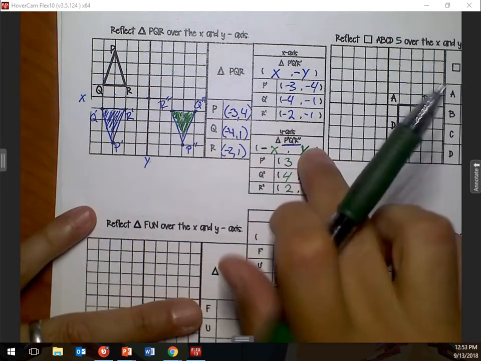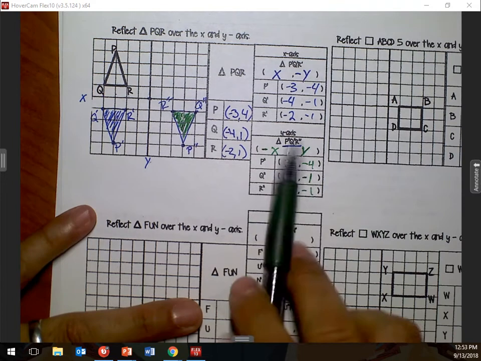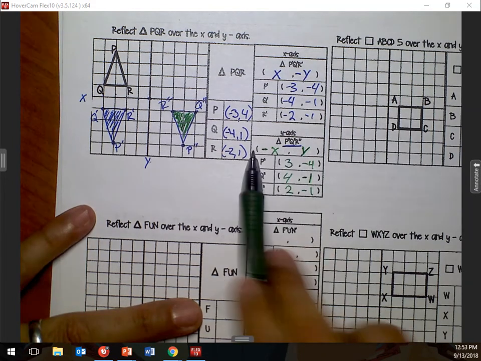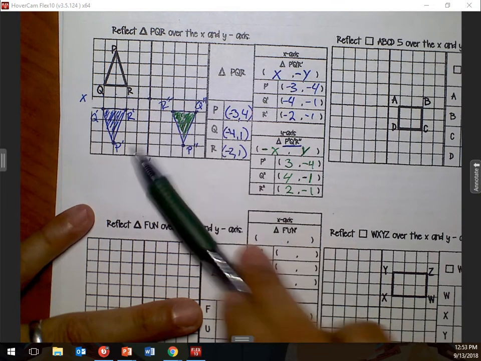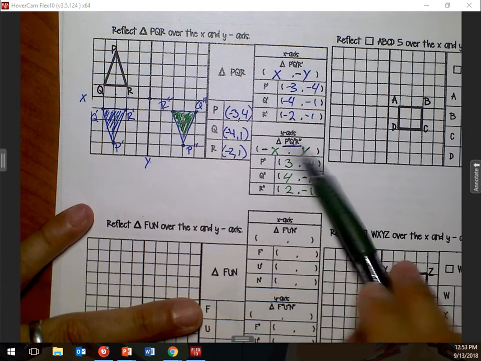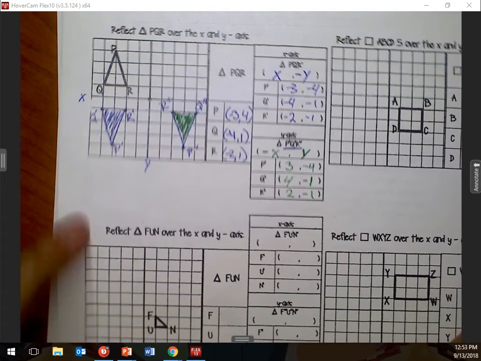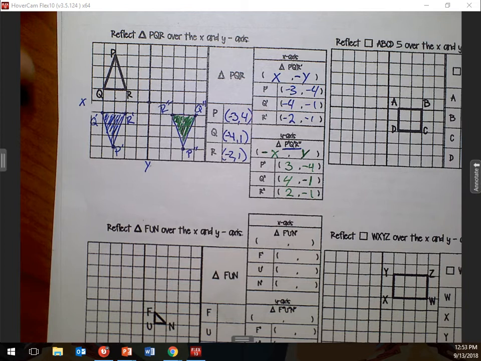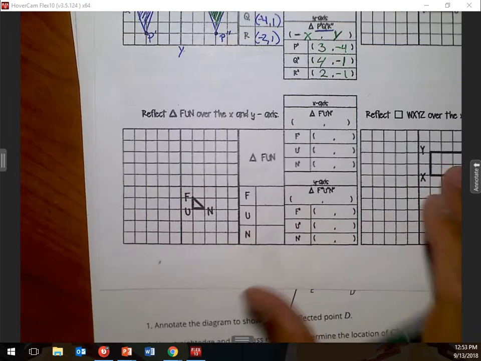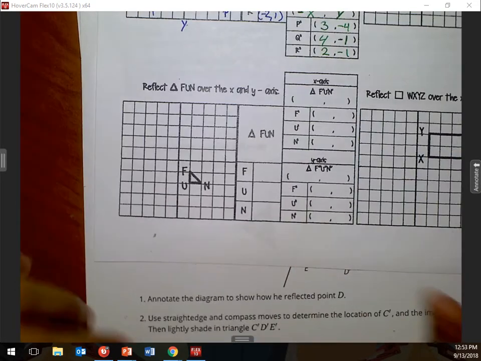So these are the rules. If I give you a point, you would use this rule right here to do it without patty paper or without a graph. You could actually do this without anything except using the rules. All right, so let's take a look at this one right here. Let's go down to the next one.